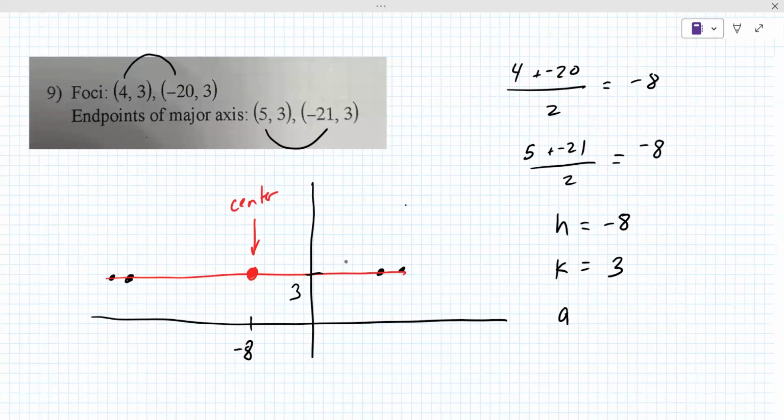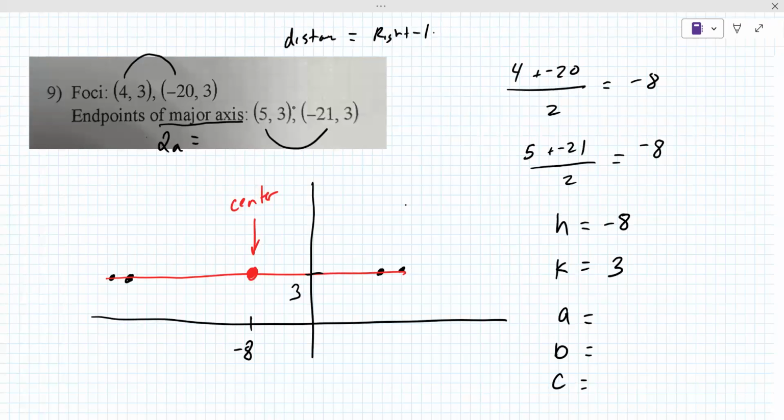So now we're on to finding A, B, and C. A comes from the major axis. In fact, 2A is equal to the distance between the two endpoints on the major axis. You can think of the distance horizontally as right minus left. You take that right endpoint, 5, and subtract that left endpoint, minus 21, and that gives you 26. 2A equals 26. You cut that in half, A is 13.